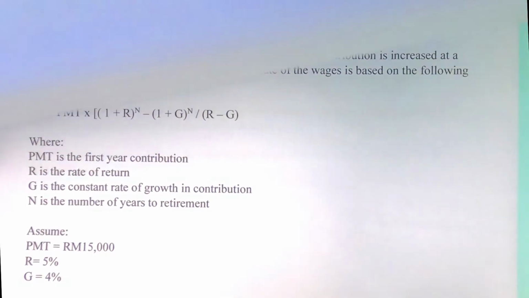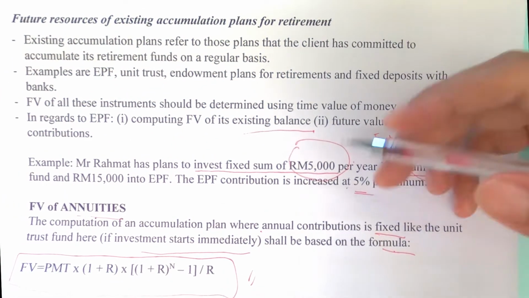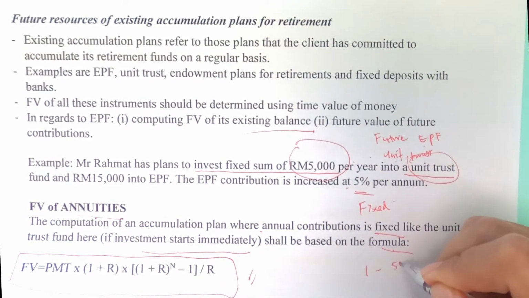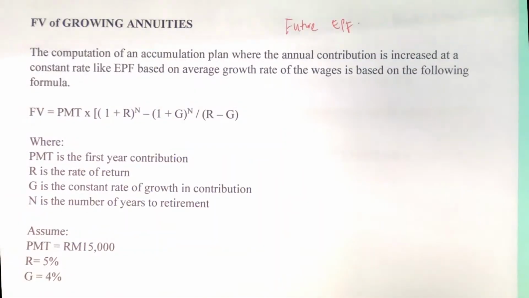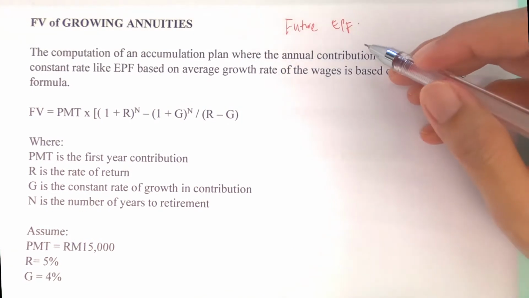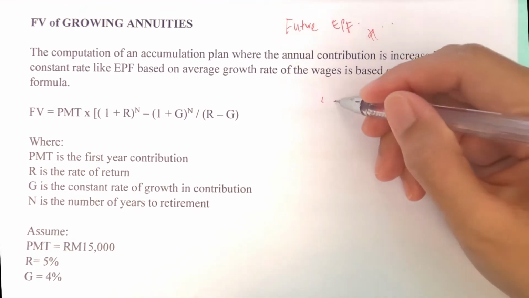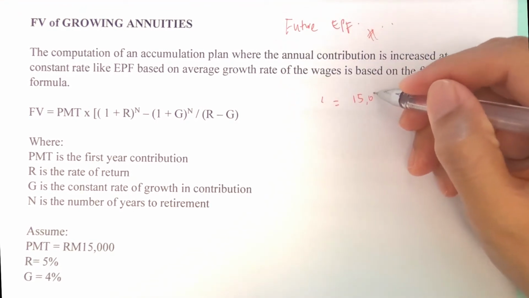Because unlike the first one, where the contribution is fixed every year, meaning the first year is 5,000, the second year is 5,000, the third year also a similar 5,000 in the case of unit trust. Nevertheless, for future EPF, the situation will be different. Let's say the first year the contribution is 15,000.